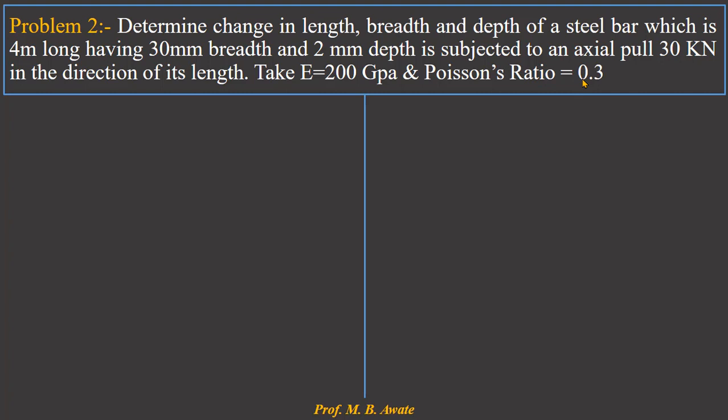Right? So here what we are supposed to do, we are supposed to find out the change in length, that is delta L, change in breadth, that is delta B, and change in depth, that is delta D of a steel bar, and the dimensions are given here. So I will just write down the given content first.